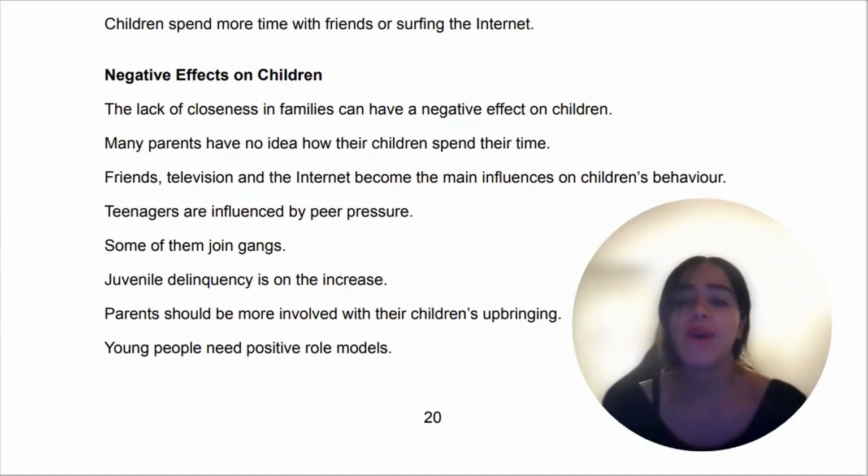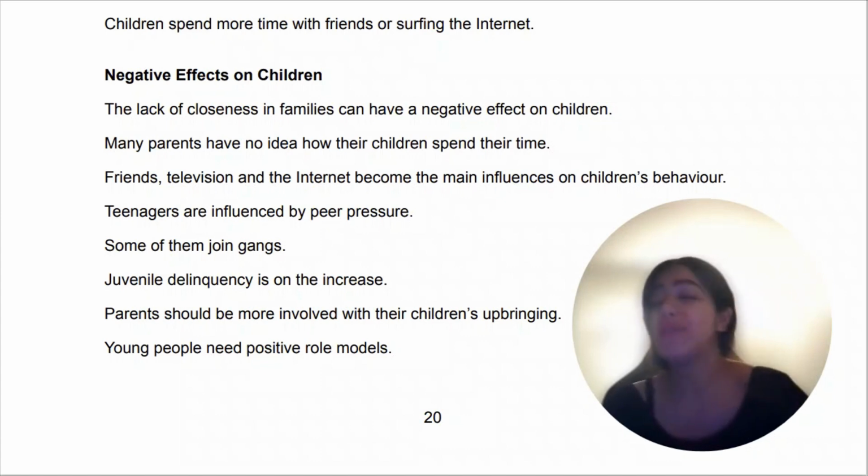Parents should be more involved with their children's upbringing. Remember the phrasal verb that we've learned previously, which was to bring someone up. So here you have the noun of that, upbringing. Young people need positive role models. The role model can be your parent, a person from your family, or maybe celebrities or champions, anybody whom you really respect and can look up to.